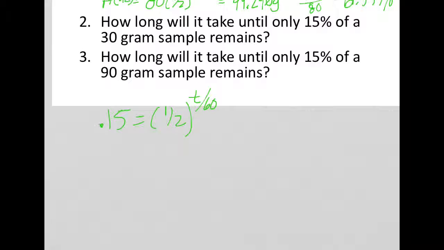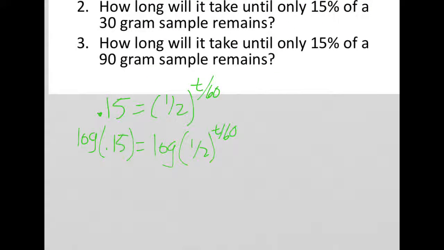So I am going to just take the log of both sides. And notice I'm just writing log, which means log base 10. You could do this in other logs. It totally doesn't matter. It's up to you. But I'm eventually going to be putting this in my calculator. So I'm going to say log of 0.15 equals log of 1/2 to the power of t over 60.